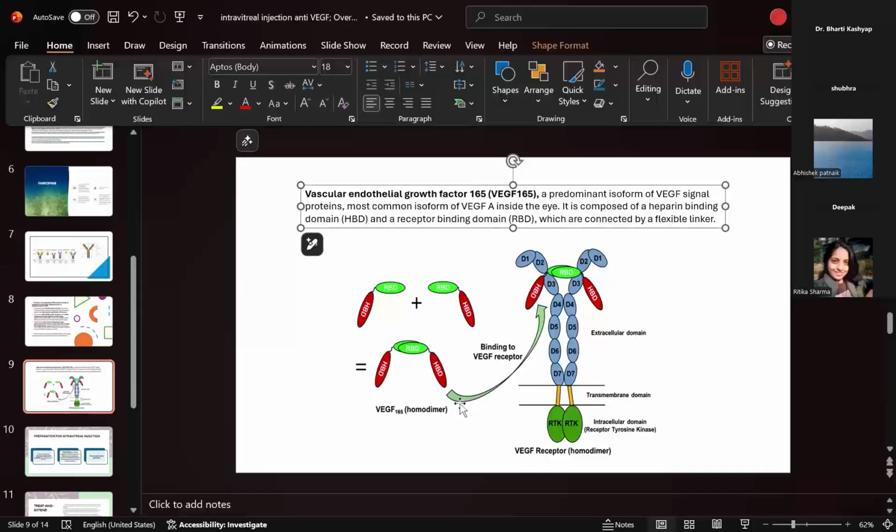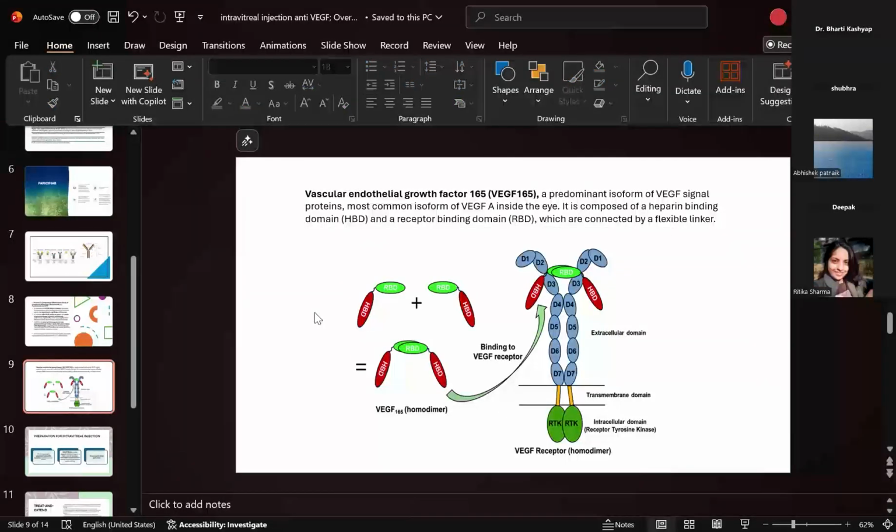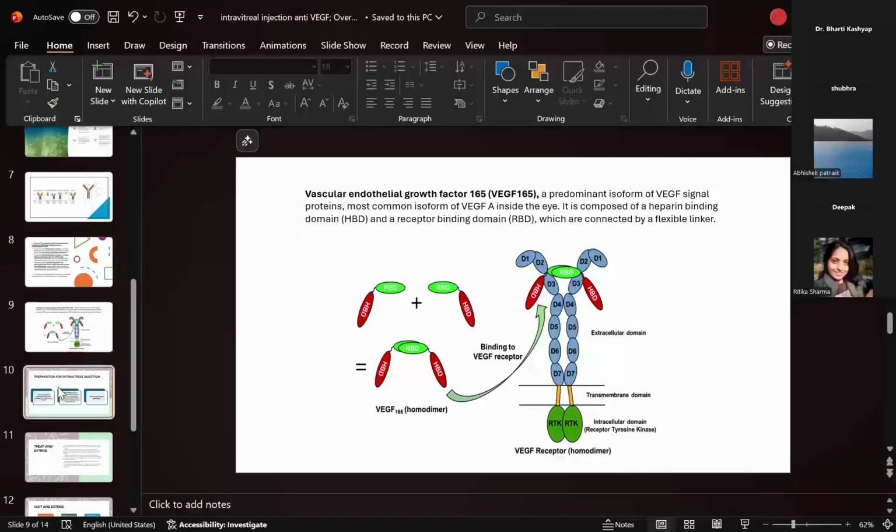The VEGF 165 homodimer has a heparin binding domain and a receptor binding domain. When they come and attach to it, they cause signal induction, which allows phosphorylation of tyrosine kinase and then cytokine-induced vascular damage. So this is what is being blocked by all the anti-VEGF agents.